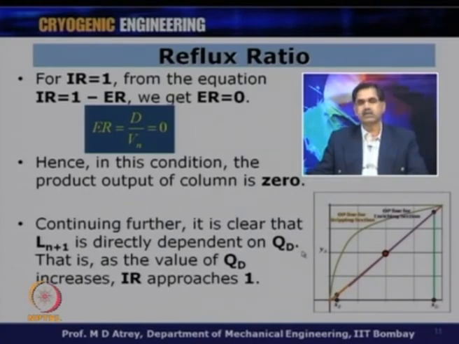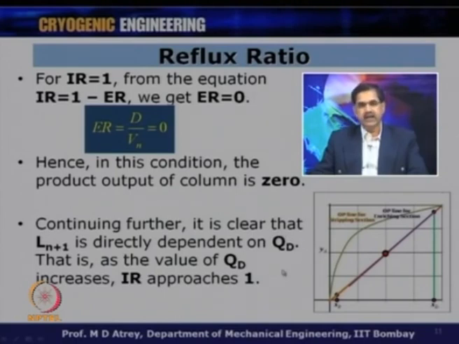If we are talking about the mixture at 1 bar for nitrogen and oxygen, the QD has to be coming at 77 Kelvin. It has to be about 500 kilowatts, which we saw in the last problem, in the last lecture, that a very high cost will be involved to generate such a high cooling effect QD.